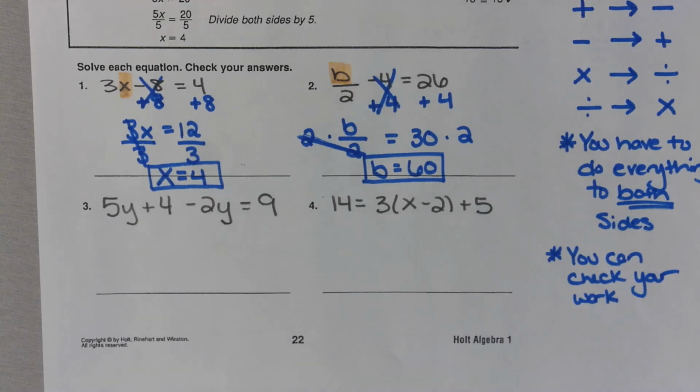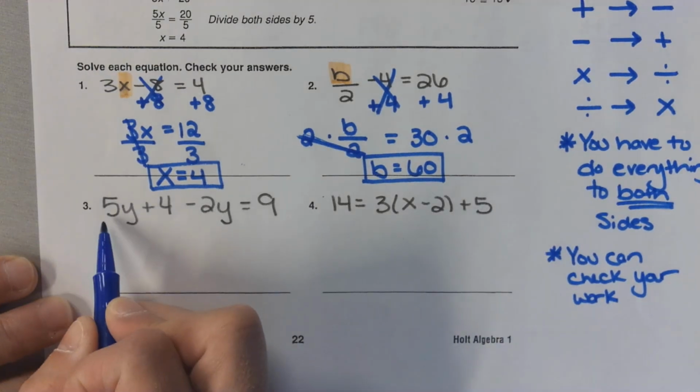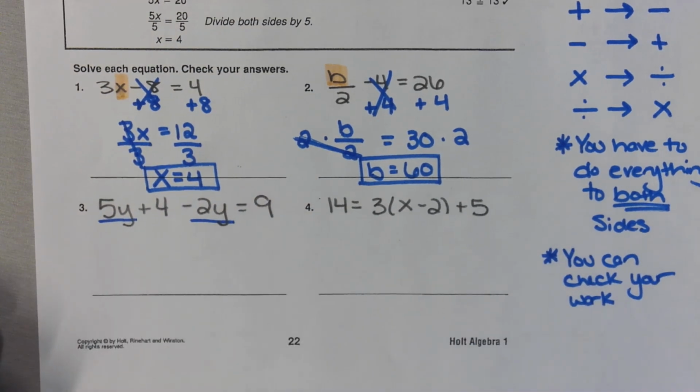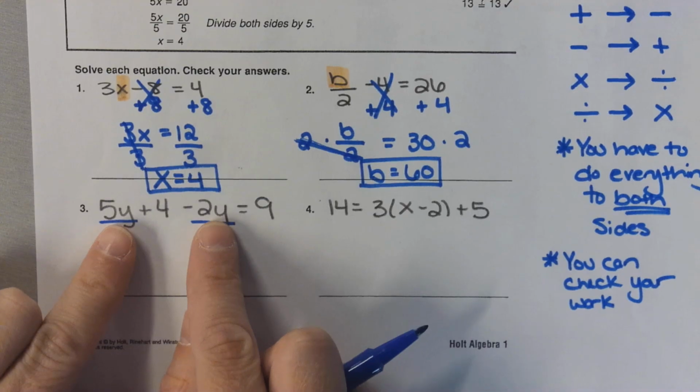All right, let's look at the next one. Do you see how it gets trickier? Yeah. Okay, so kind of like the example above, do you see how we have two things that both have y's? Let's combine those before we do anything else. We had a unit on like terms.